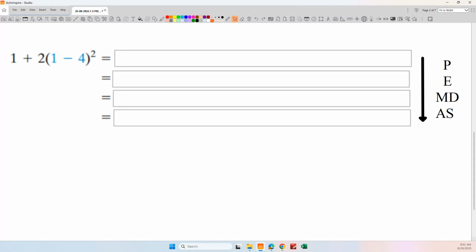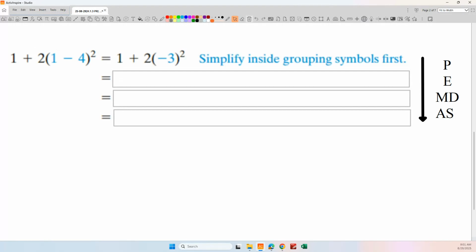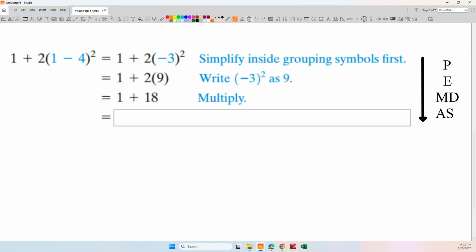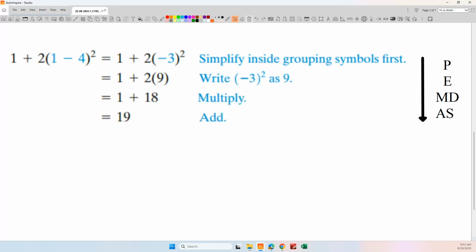What am I doing first? Yeah, so inside the parentheses, 1 minus 4 gives us -3. What's next? Exponentiation. Okay, so what's that going to give me? It's going to give me a 9 there, isn't it? Yeah. -3 squared is 9. Now, what's next? Multiplication. 2 times 9 is 18. And then finally we get 19. Piece of cake. All right.